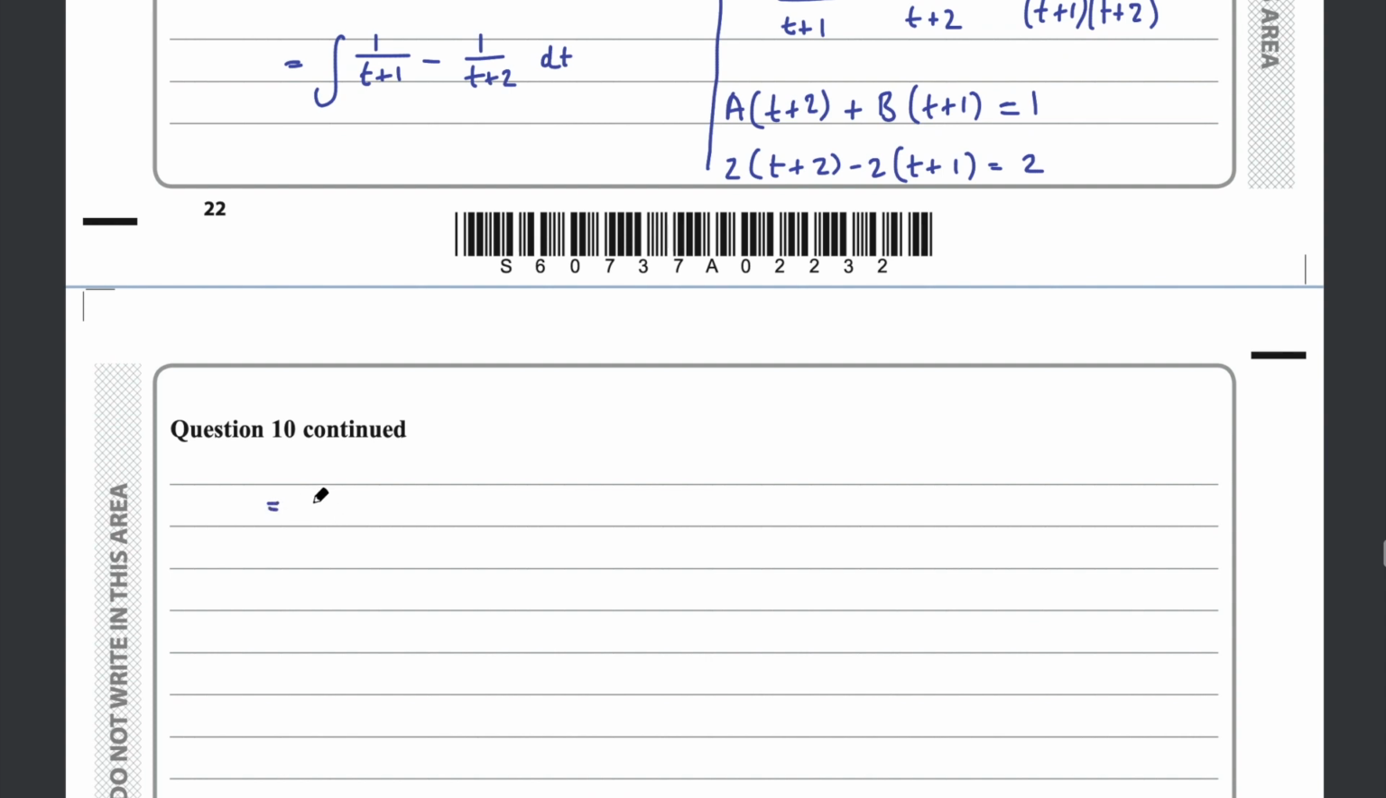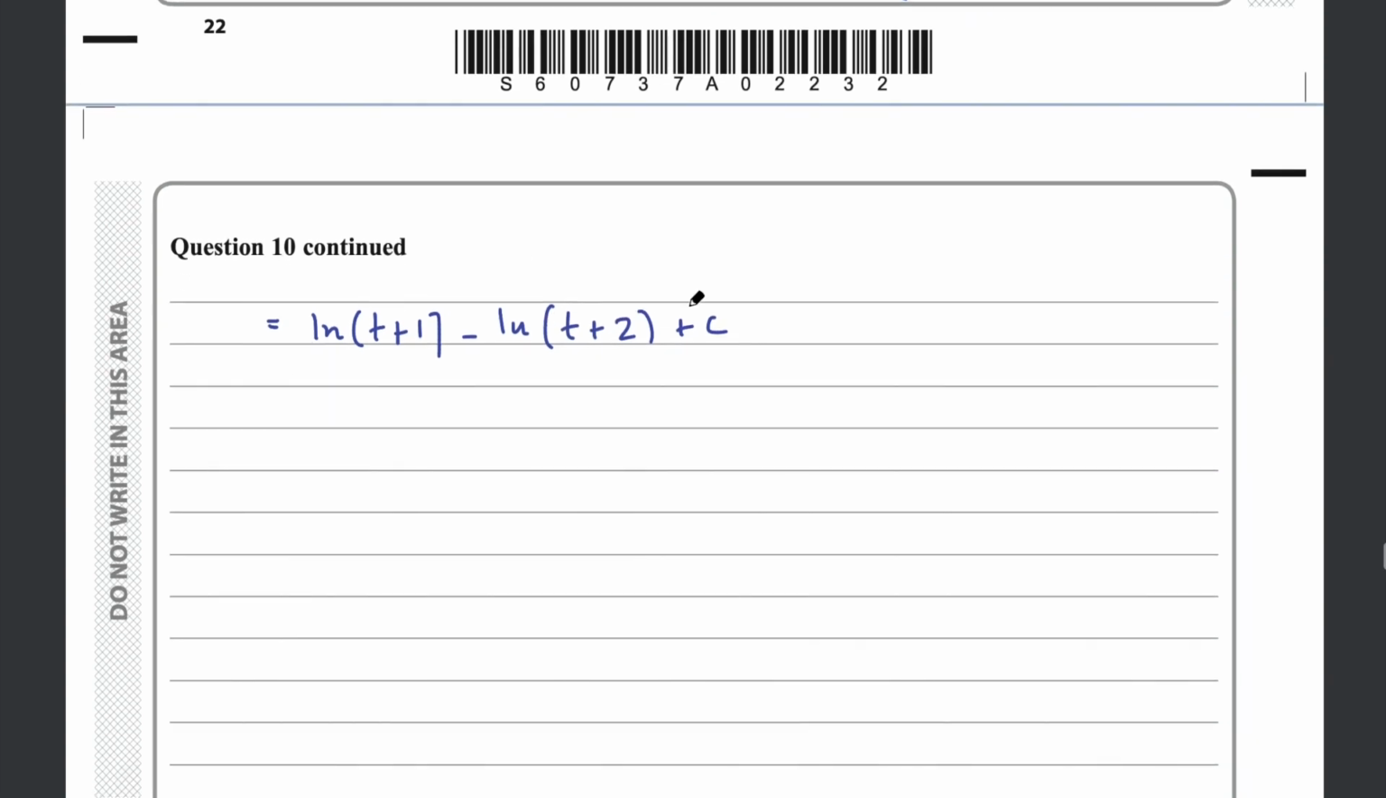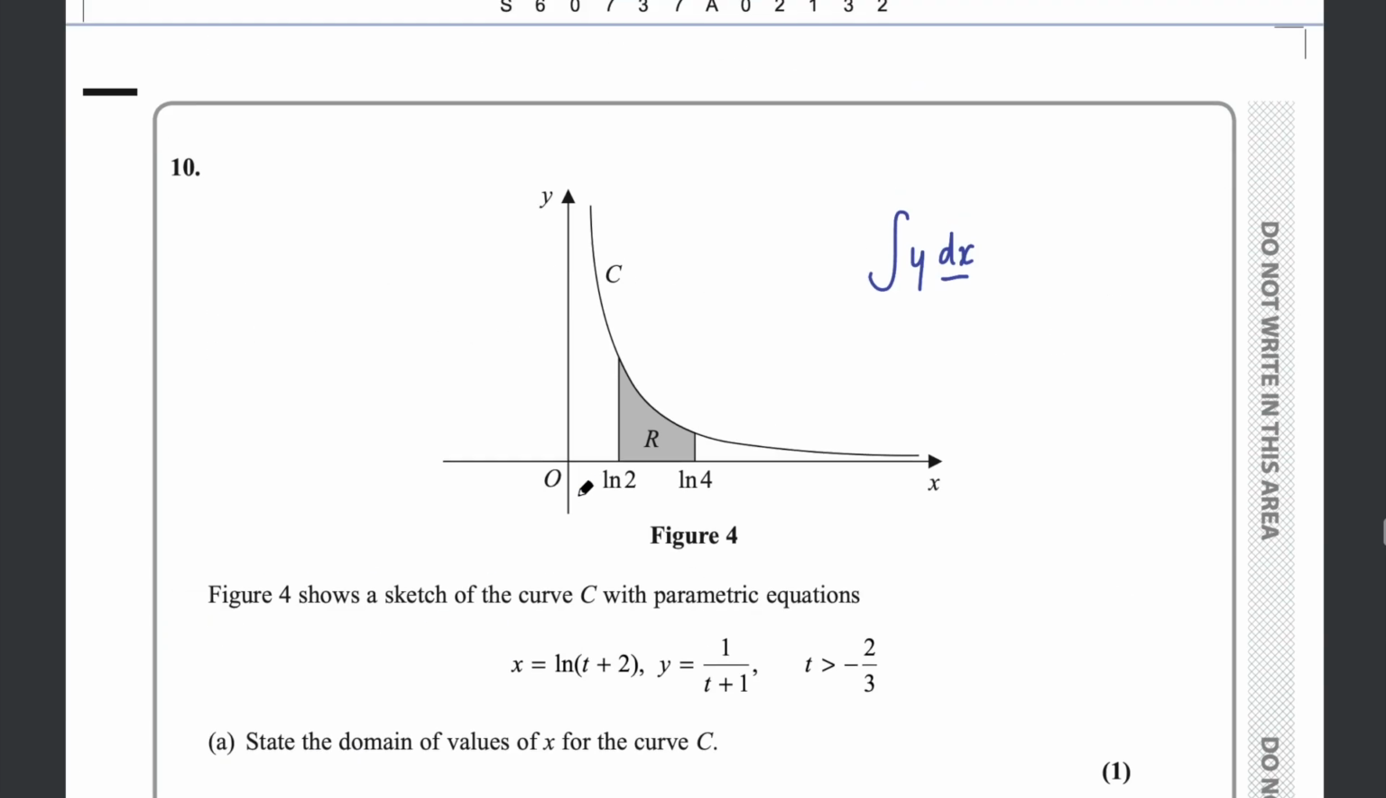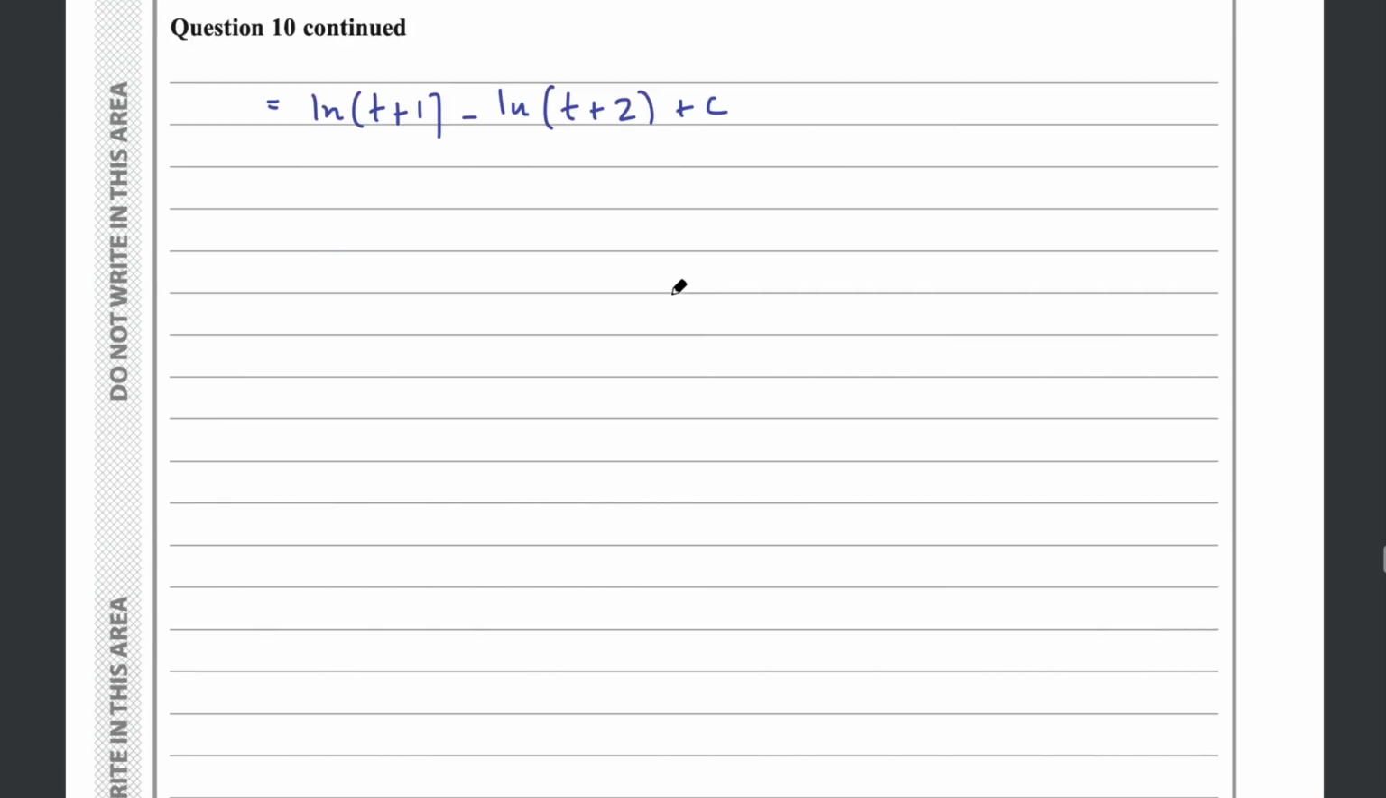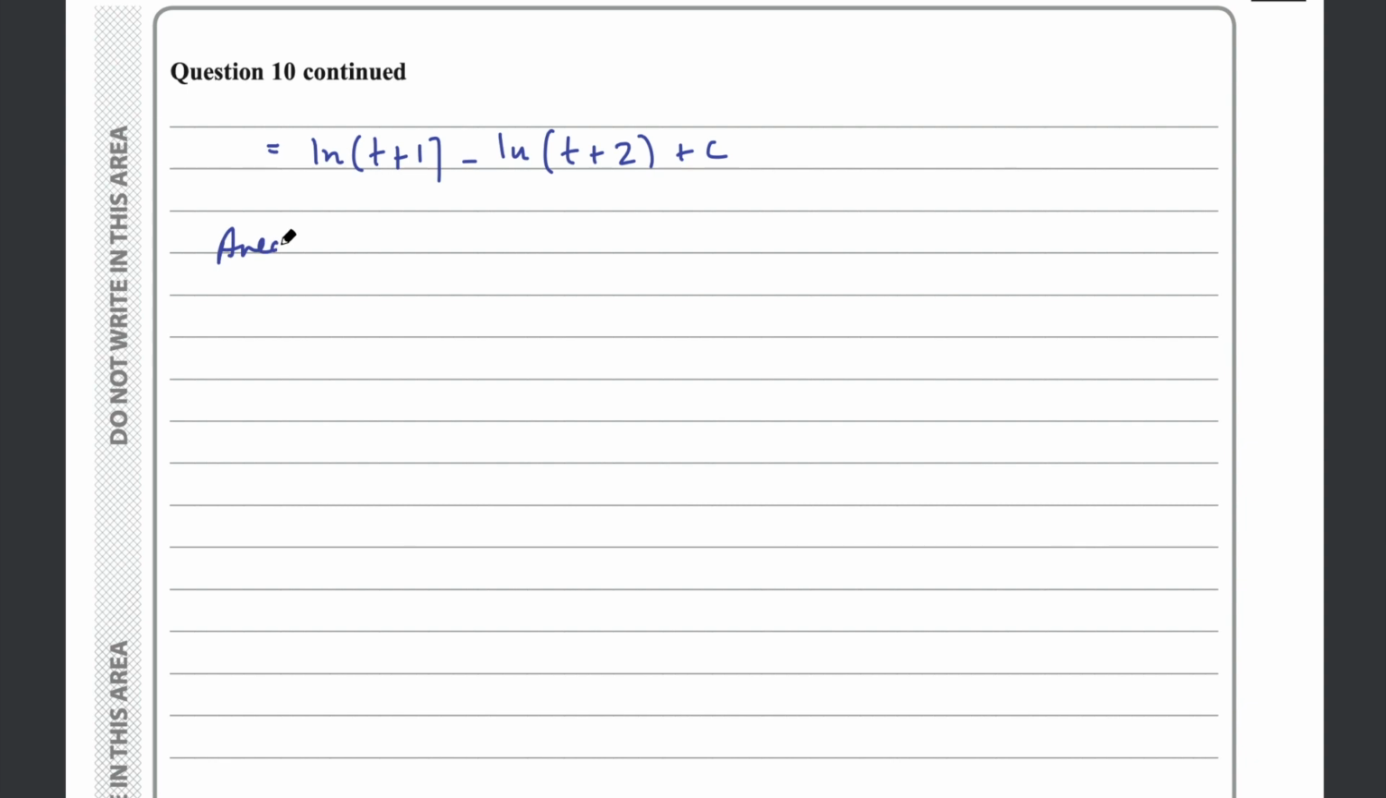So this is equal to the log of t plus 1 take the log of t plus 2 plus some constant c. And then now we've got the integral, we can look for the definite integral from log 2 to log 4. So we can say the area R is equal to log of t plus 1 take the log of t plus 2 from log 2 to log 4. Now actually I made an error there, because if we have this integral in terms of t, let's go back to the question quickly.